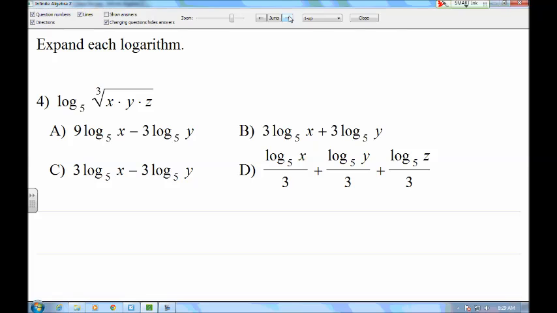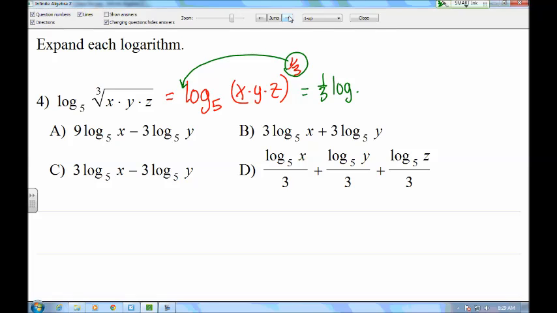So, the first thing you should have done is what the hint was. With x, y, and z, they all have an exponent of what? 1/3. Manuel, what do we do with the 1/3 now? The 1/3 is an exponent. It goes to the front. Okay? So, I have 1/3 log base 5 of x times y times z. Even at this point, you can look at the answers and you should know what it is right away because of the 1/3.